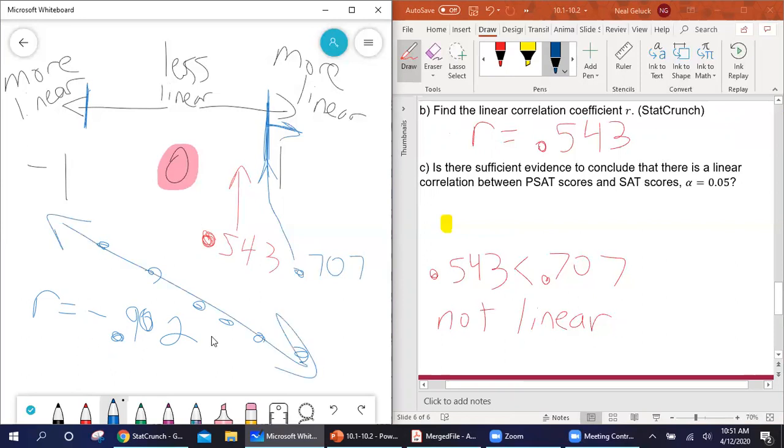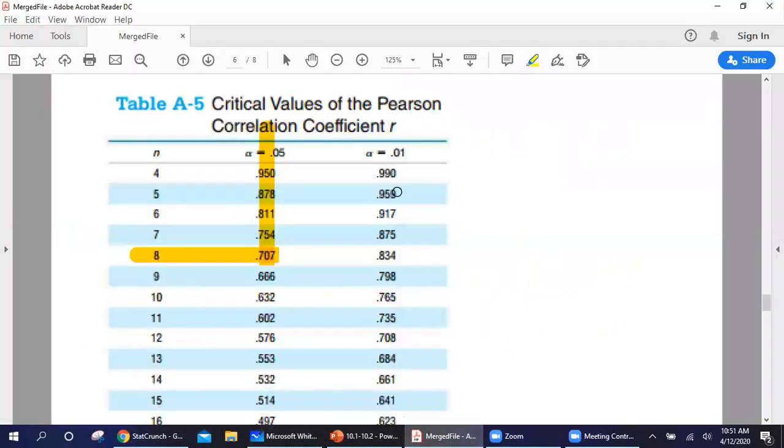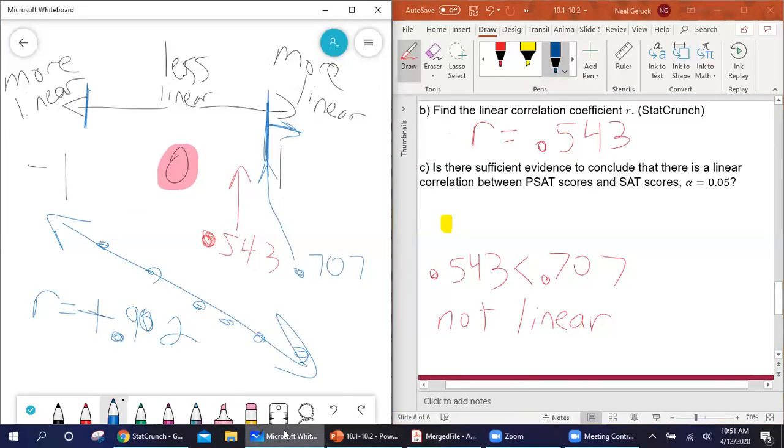So basically, if you get an R that's negative, think of it as positive when you're looking at your chart, because the chart only deals with the positive versions, but it's still the exact same. So on this fake example, getting R to be negative 0.902, as a positive number is bigger than 0.707, so I would conclude that it's linear. So again, all I'm doing in this section is deciding, is the data linear or not? All right, that does it for the first sections, 10.1, 10.2.